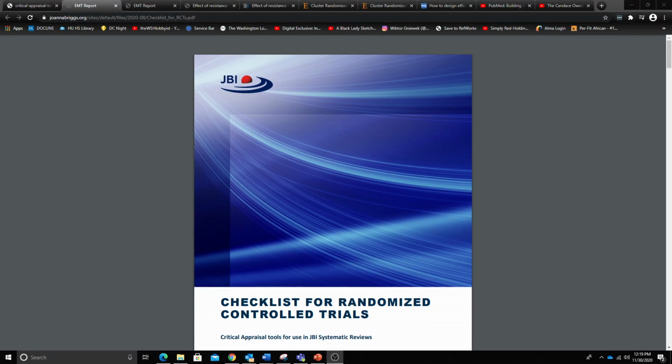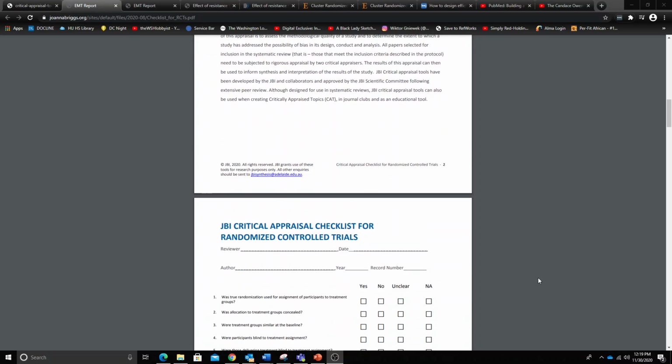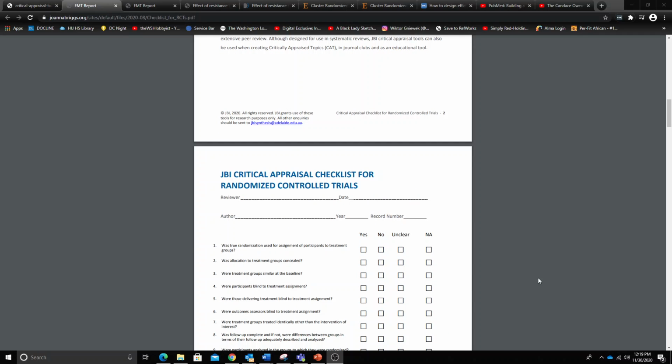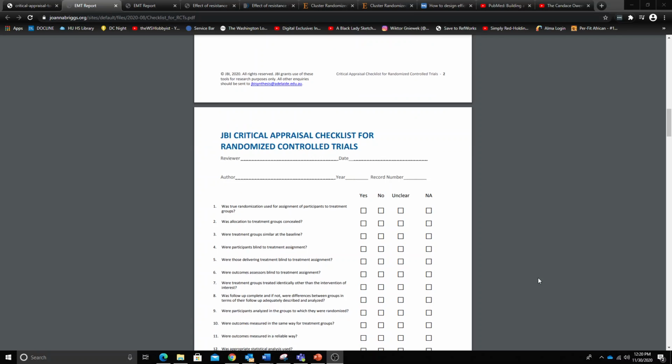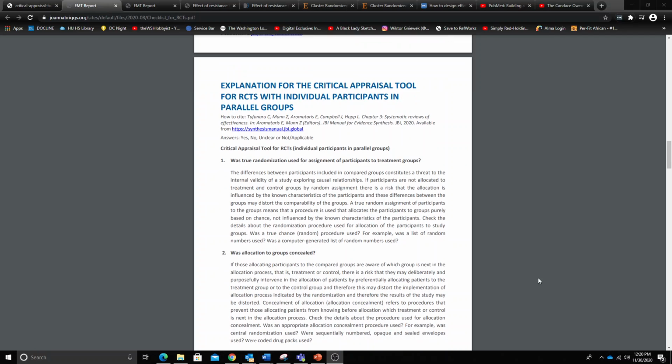The format of the critical appraisal tools begins with explanatory information, a checklist of questions that your study must pass in order to be determined to be best evidence, and additional information about each of the questions.